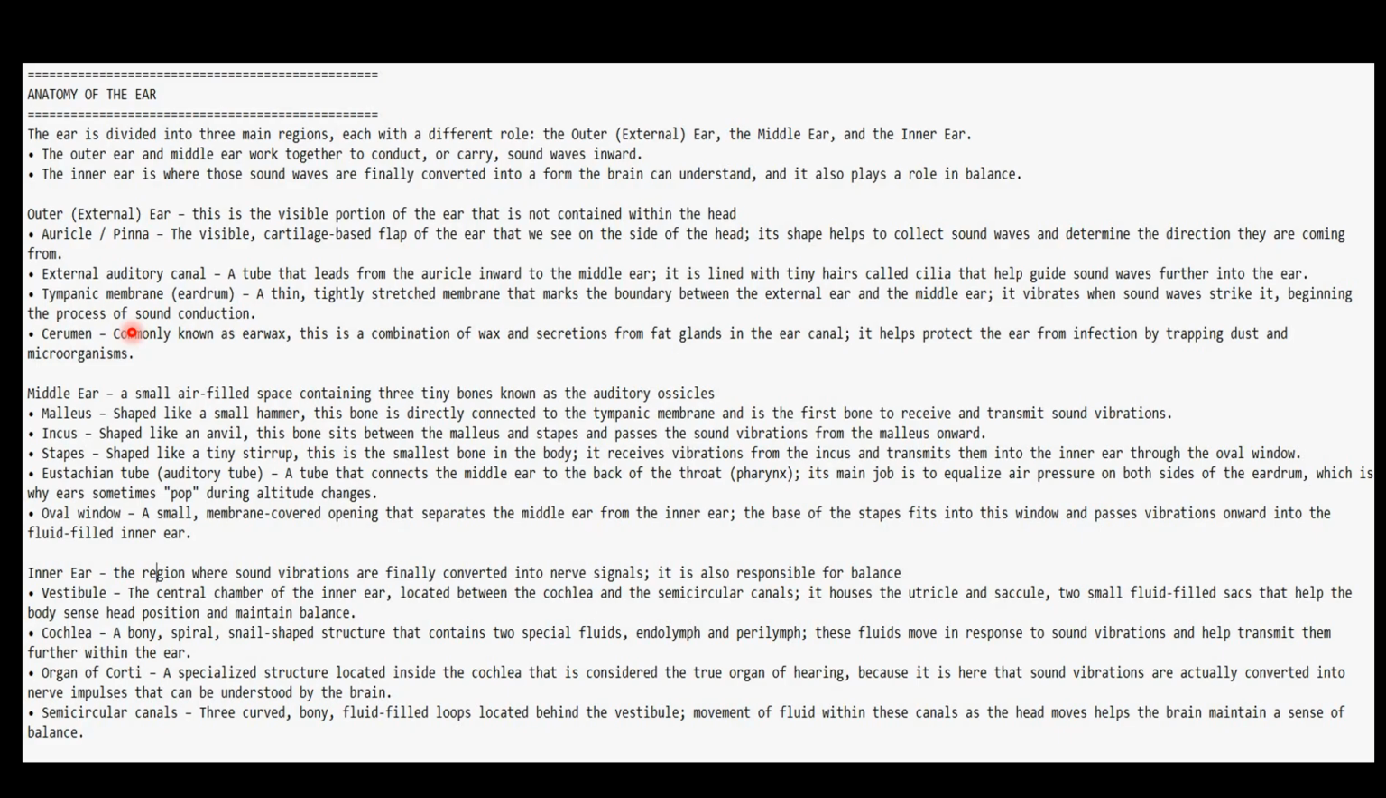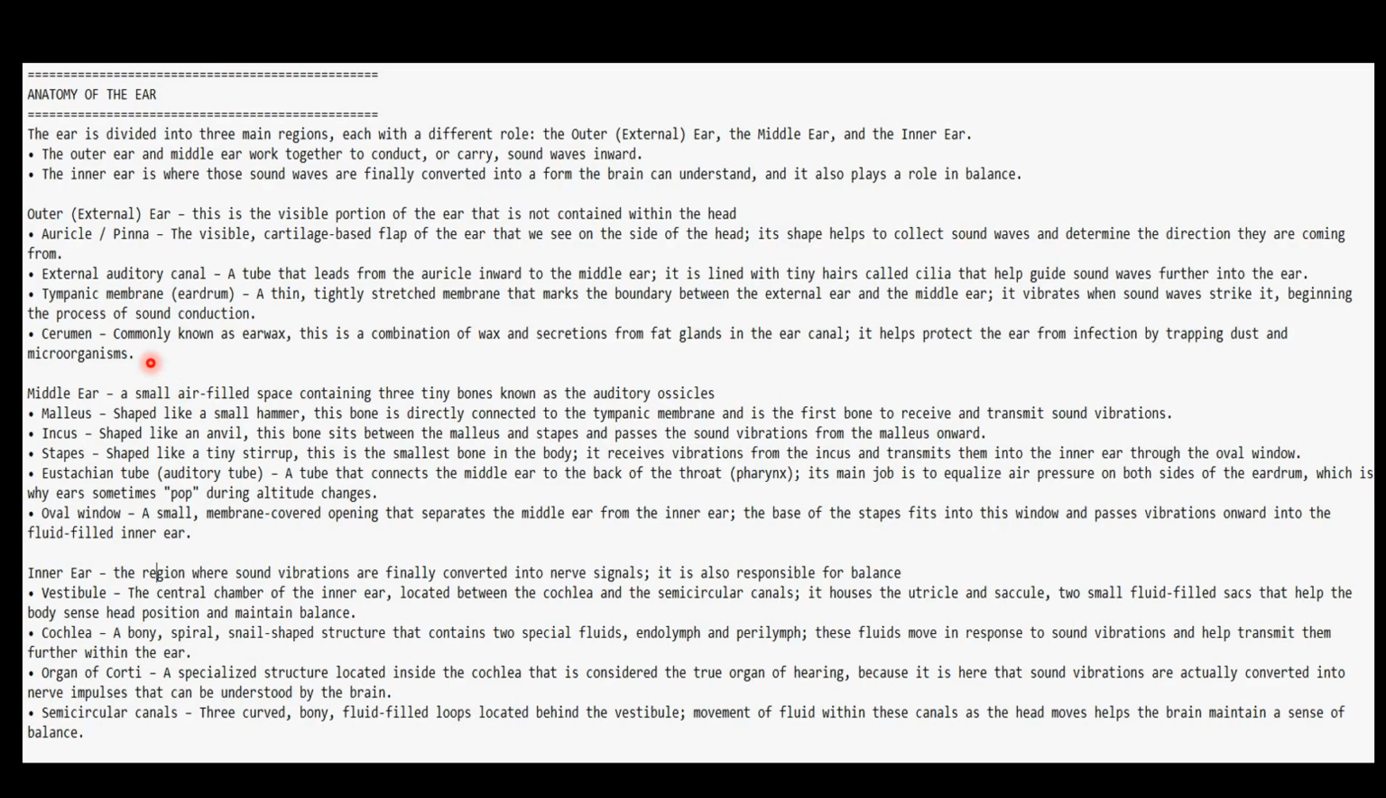Then we have the external auditory canal, which is a tube that leads from the auricle inward to the middle ear. It is lined with tiny hairs called cilia that help guide sound waves further into the ear. Then we have the tympanic membrane, also known as the eardrum, which is a thin, tightly stretched membrane that marks the boundary between the external ear and the middle ear. This is the main portion that vibrates when the sound wave strikes it, and that process is the actual beginning of sound conduction.